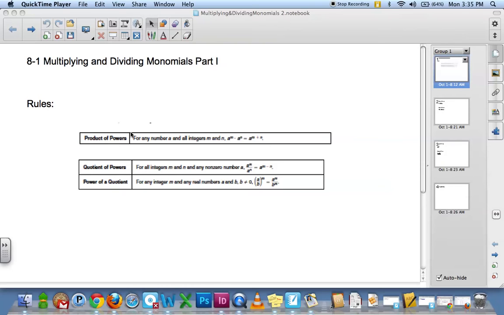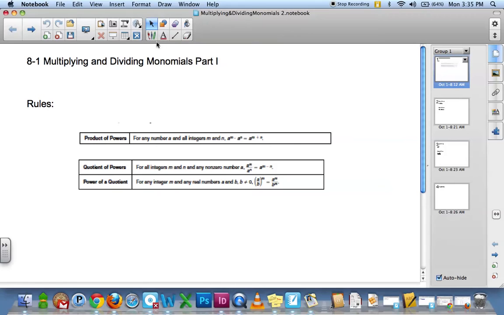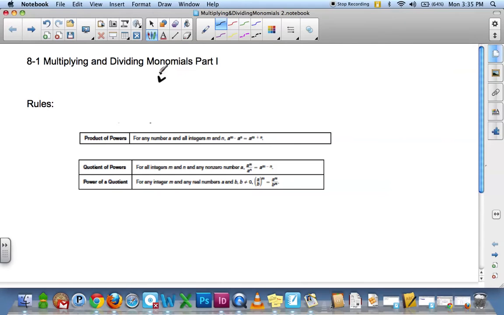All right, so we are starting a new topic, multiplying and dividing monomials. Monomials are terms such as 4x squared, or say we've got xyz squared, something like that. So there are a bunch of variables and numbers put together that are multiplied together. Okay, so there's no adding, no subtracting. There are some rules that you guys need to know.